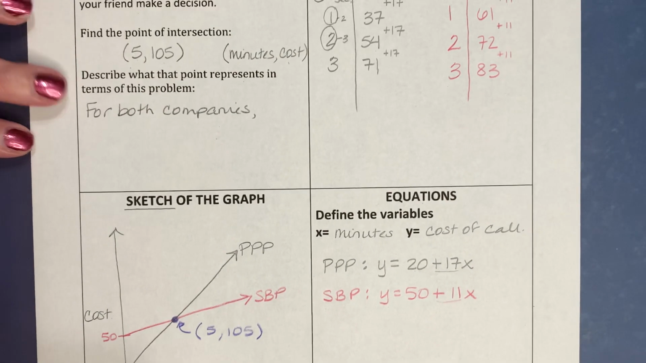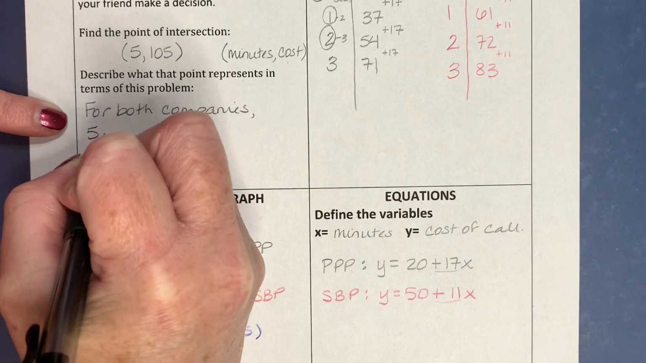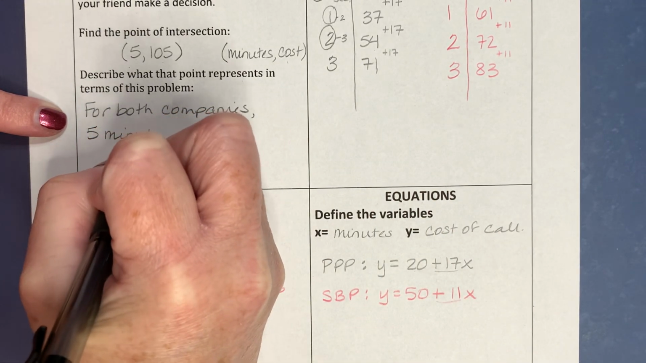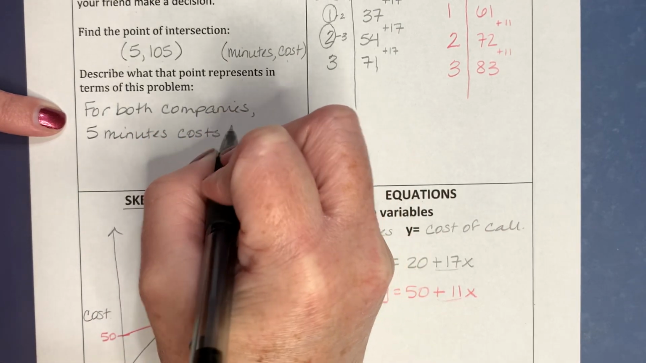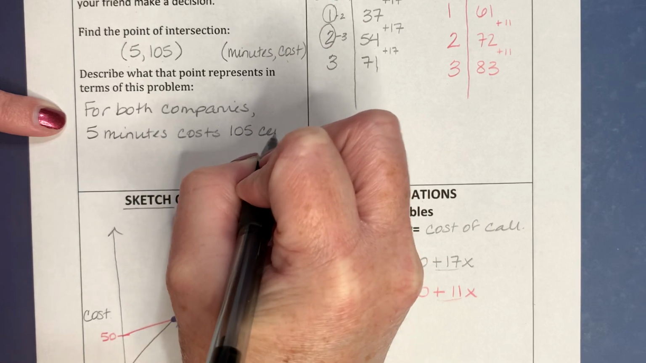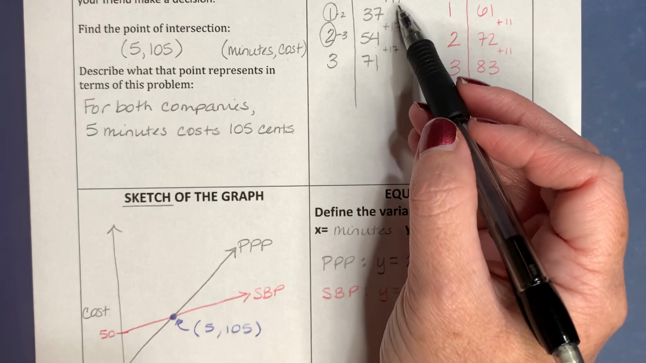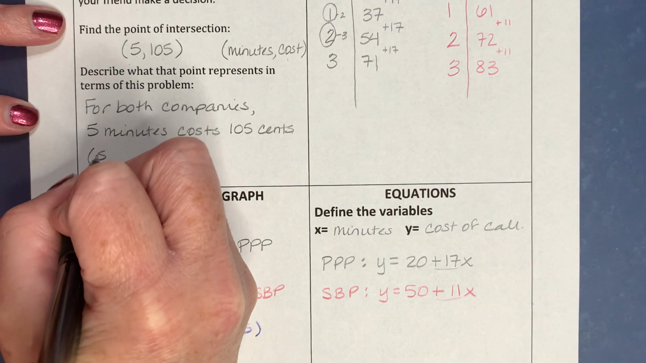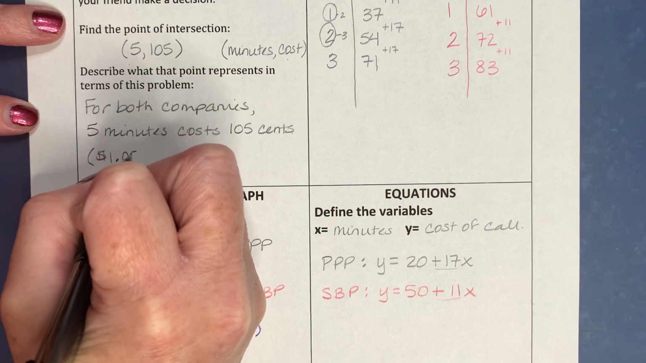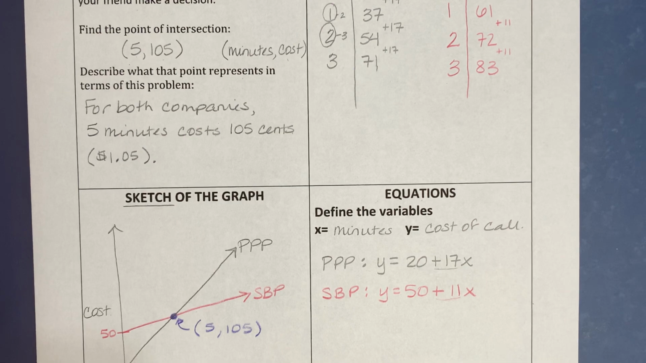So for both companies, 5 minutes costs 105 cents. Now don't get carried away. This was cents, because this was 20 cents, 17 cents. This is all cents. So that's really just $1.05. So we could say it like that if we want. It costs $1.05. Okay, both companies.